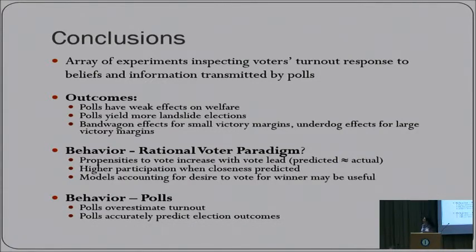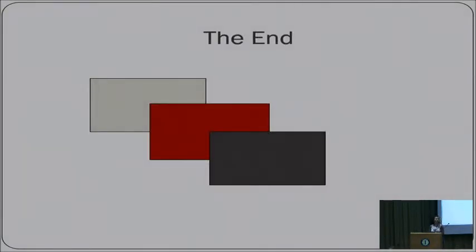In terms of the polls, they overestimate turnout, and they accurately predict election outcomes. This is useful because we didn't know this, and I think there might be something interesting theoretically as well, because we usually just assume people are truthful in the polls. And that's all, folks.